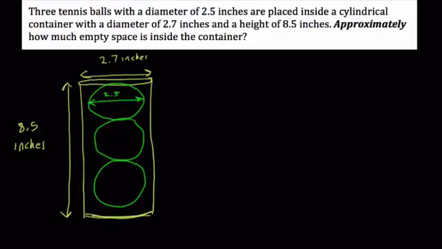They want the empty space, so they want the space right here, around the tennis balls, but not filled by the tennis balls. So here I would find the volume of my cylinder, and then subtract the volume of the three tennis balls inside. So how can we do this? Well, the cylinder is just pi r squared, the area of a circle on the bottom of your cylinder, times the height of that cylinder, and that would give you the volume of the cylinder.